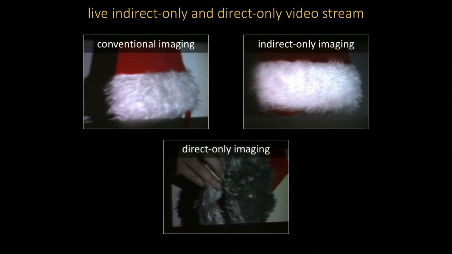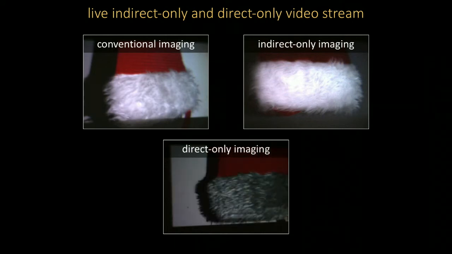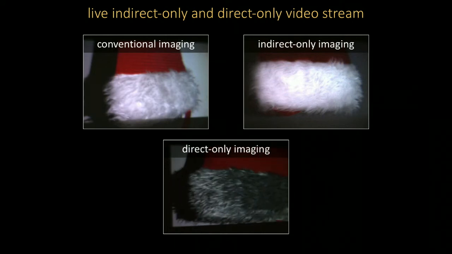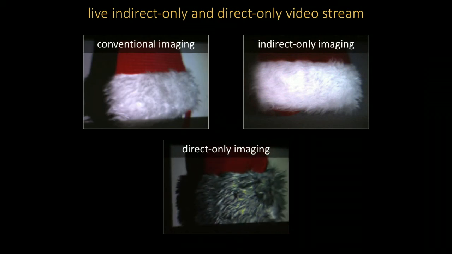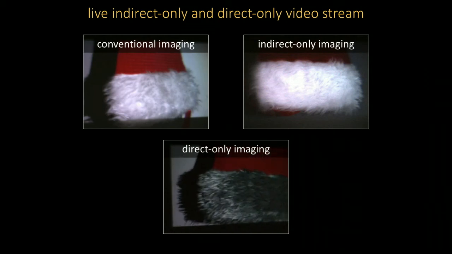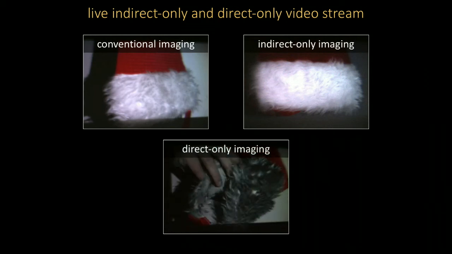There's some green artifact here, and it's a result of computing the difference between the conventional image and the indirect-only image when one of them has some saturation in it. So it's a result of the computational process of taking the difference between the two.